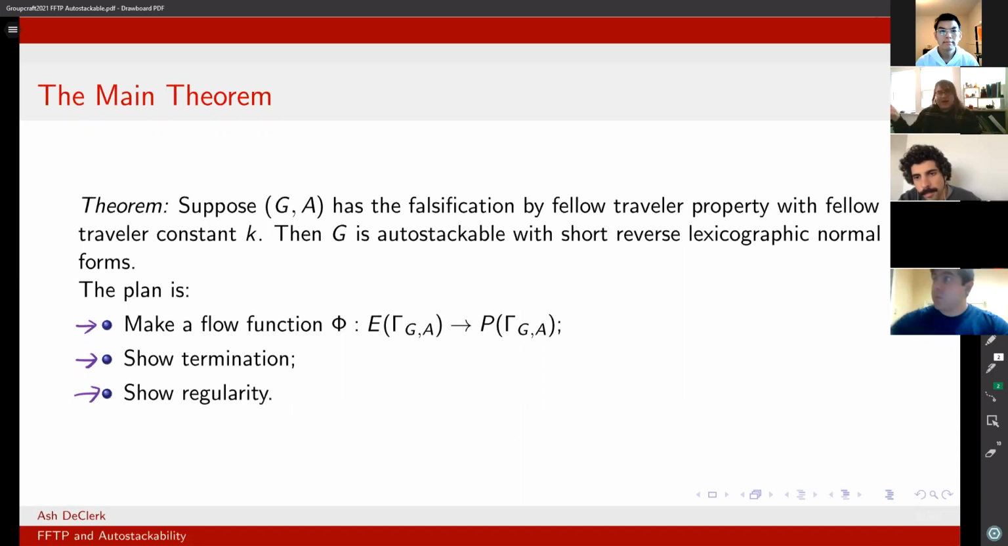So if anyone here works a lot with finite convergent rewriting systems, you are going to be very comfortable with, okay, we need to show termination sort of things. If anyone works a lot with automatic structures, then you're going to be very comfortable with, okay, we need to show regularity sort of things. And autostackability, you kind of need to do both.